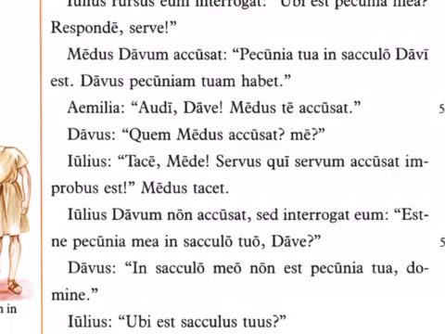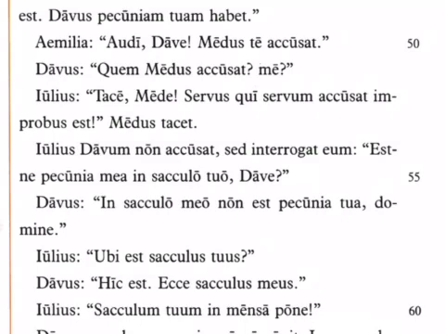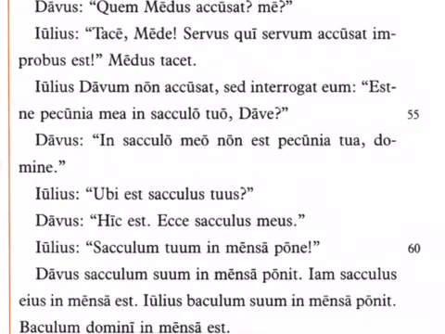Julius Davum non accusat. Julius does not accuse Davus, sed interrogat eum, but he asks him. Esne pecunia mea in saculo tuo, Dave? Is my money in your pouch, Davus? And then Davus says, In saculo meo non est pecunia tua, Domine. In my pouch, your money is not. Your money is not in my pouch, to use a more normal English word order. Master, he says, Domine. Julius says, Ubi est saculus tuus? Where is your pouch? Davus says, Hic est. Here it is.